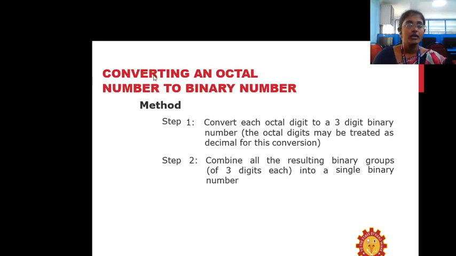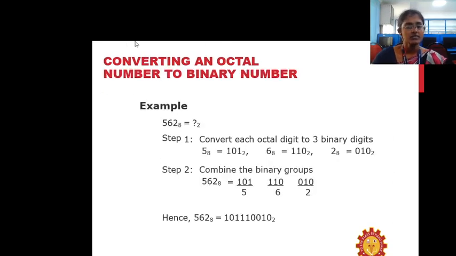Then next one, converting an octal number into binary. In the last example we saw converting binary into octal. Now we are going to convert octal to binary. That means we are going to convert the number with base 8 into base 2. See here, we are given the example 562 with the base of 8. Now we are going to convert it into a binary number, which means it will have the base of 2.